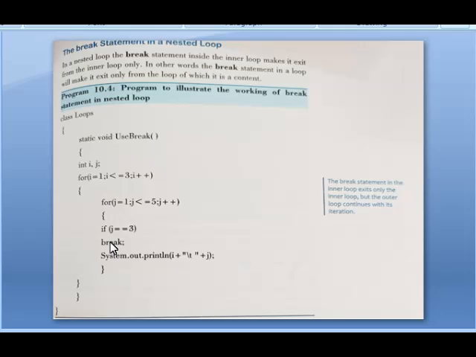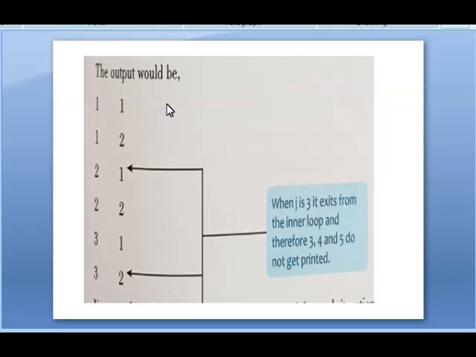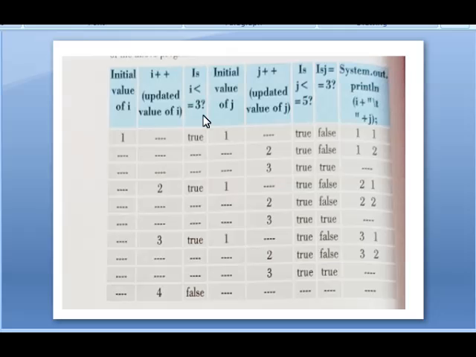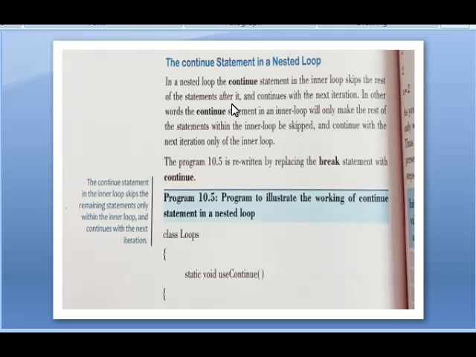Okay, so the break statement in the inner loop exits only the inner loop, but the outer loop continues with its iteration. So here only the break statement will execute. If the condition is false, again the outer loop will do its process in its own way. This break statement will not affect the outer loop. So the output will be like this when you execute that program. The step-by-step instructions of that program are given in this tabular column. Now we are going to see the continue statement in a nested loop.